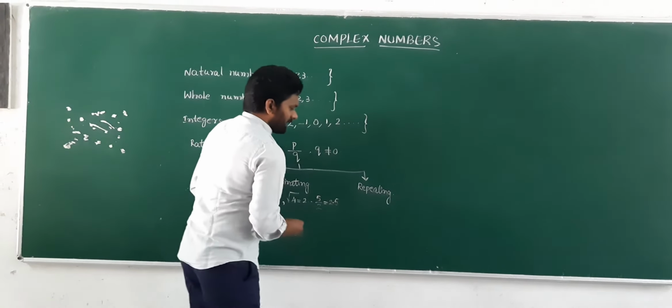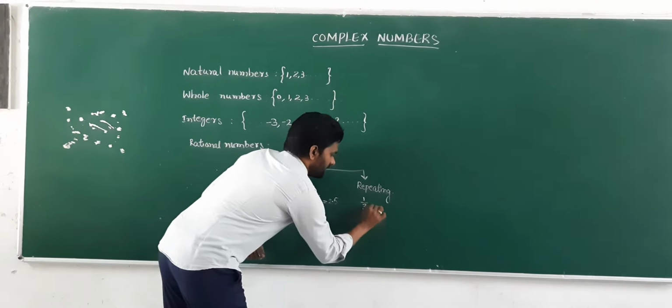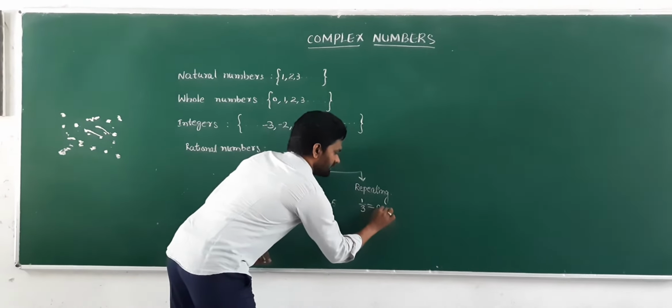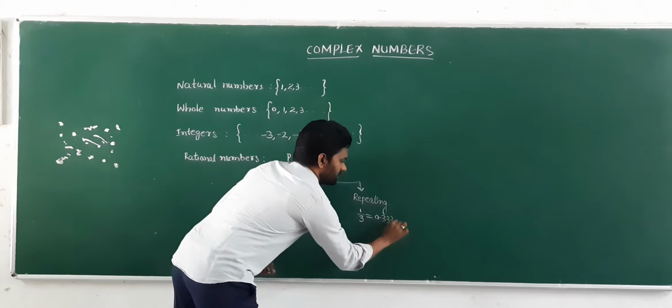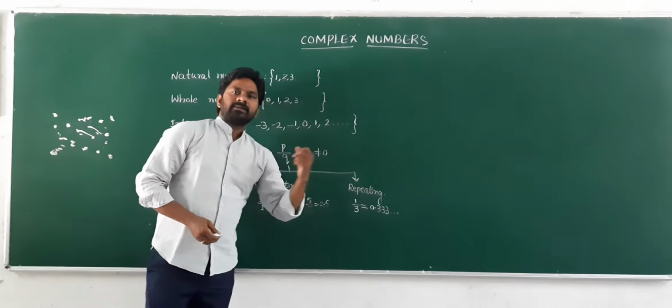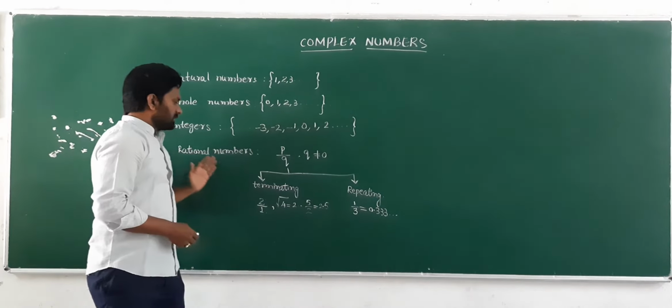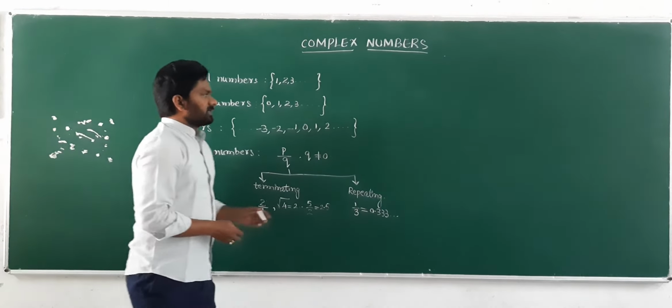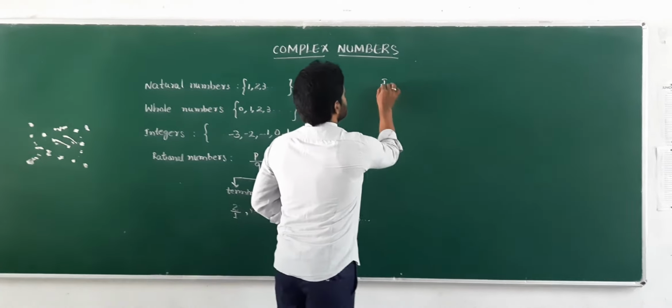And what are the repeating types? If I consider 1 by 3, then I get 0.333 and it goes on continuously. The 3 repeats after the decimal. So these are called rational numbers. Next we have the irrational numbers.